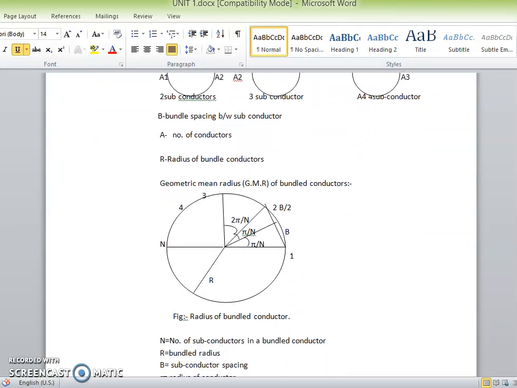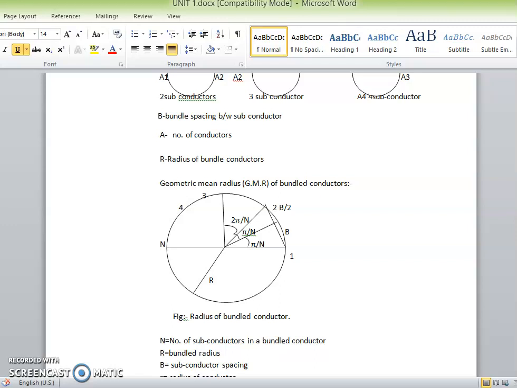Now we have to discuss geometric mean radius. What is the geometric mean radius? Geometric mean radius is basically the geometric mean of distance between the strands of a conductor. It is the fictitious radius of conductor having no internal flux linkage but only external flux linkage. This is the main meaning of geometrical mean radius.